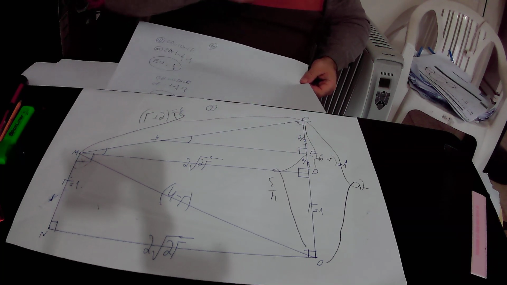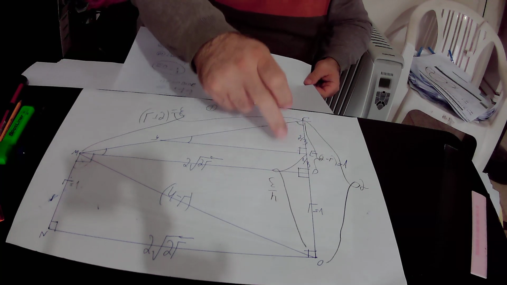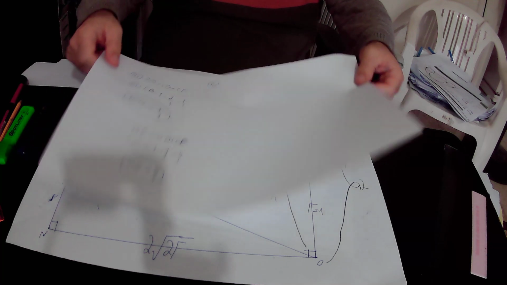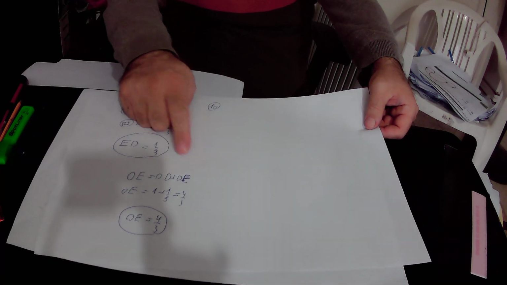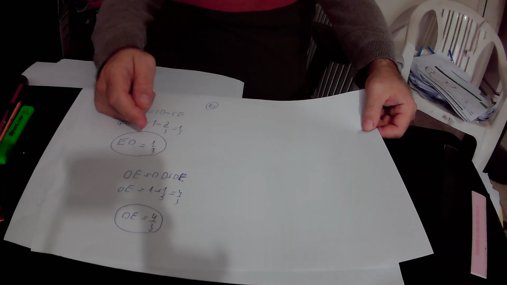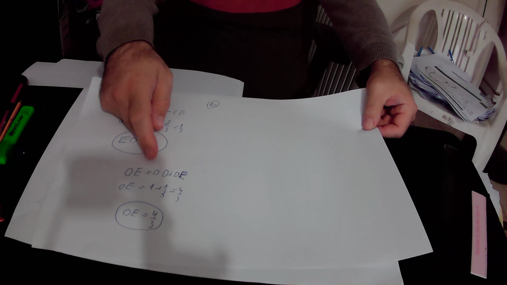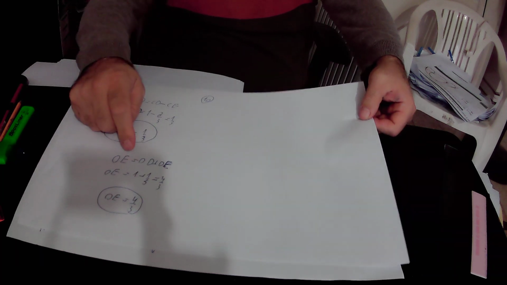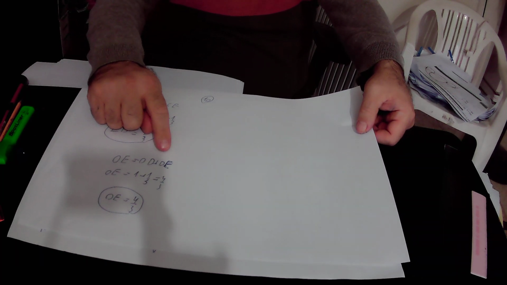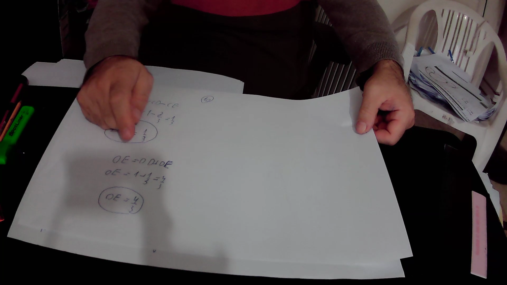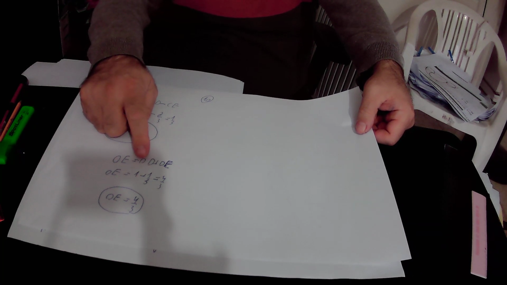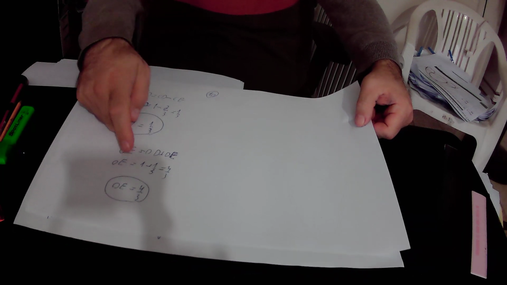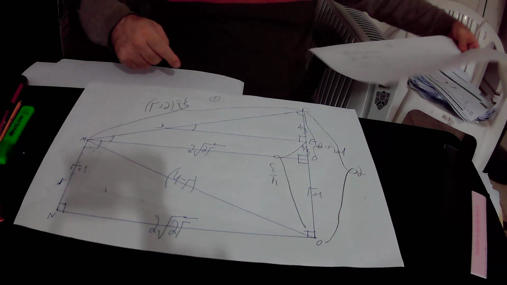And what is the value of OE? The value of OE equals OD plus DE, and actually OD equals 1, it is the radius of the small circle, and we already found out that DE equals 1/3. So in total OE equals 1 plus 1/3, that is to say OE equals 4 over 3 units.